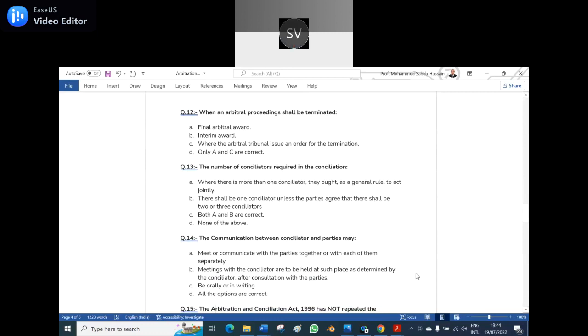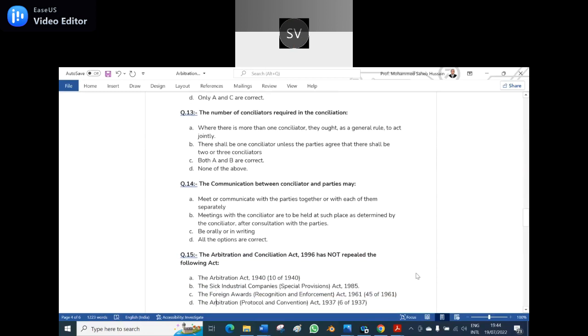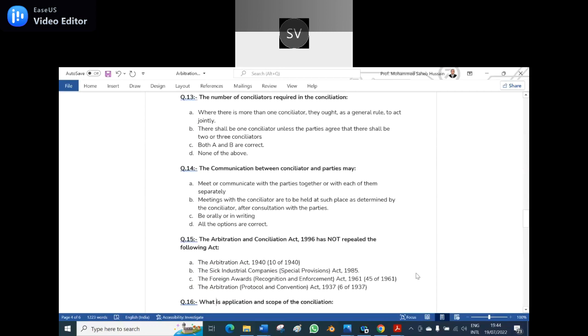Next one. The communication between conciliator and parties may. Option A, meet or communicate with the parties together or with each of them separately. Option B, meetings with the conciliator are to be held at such place as determined by the conciliator after consulting with the parties. Option C, orally or in writing. Option D, all the options are correct. Option D, all of the above. Yes, all the options are correct.